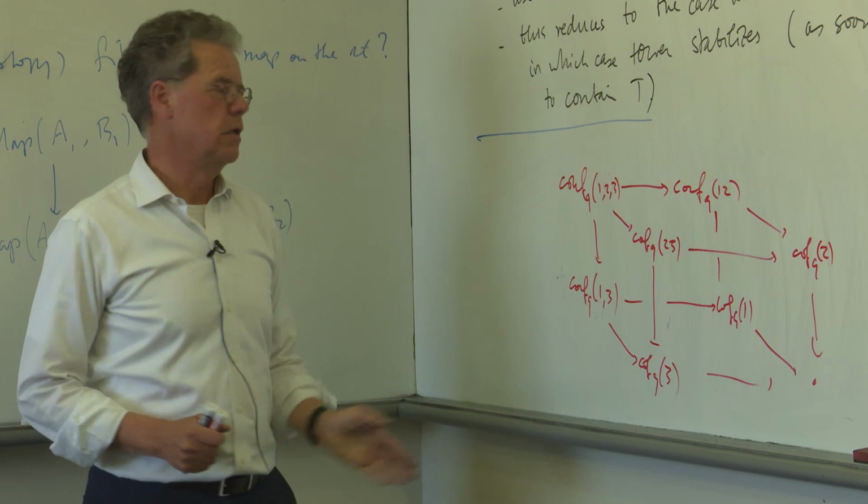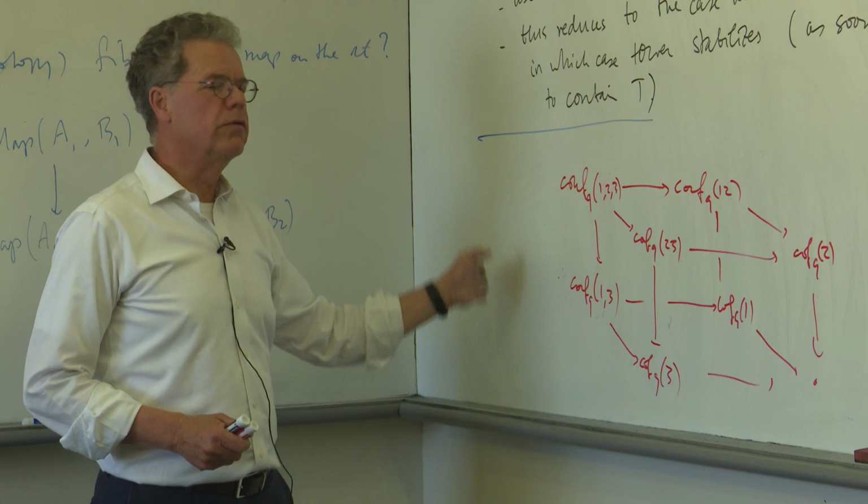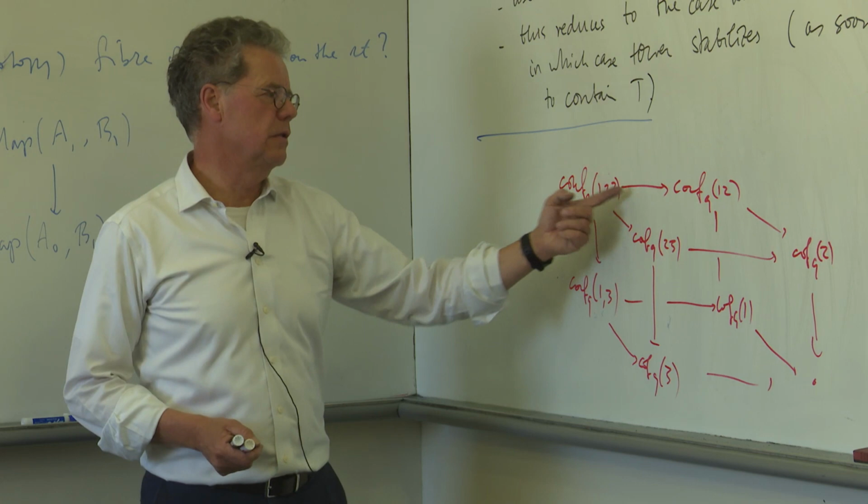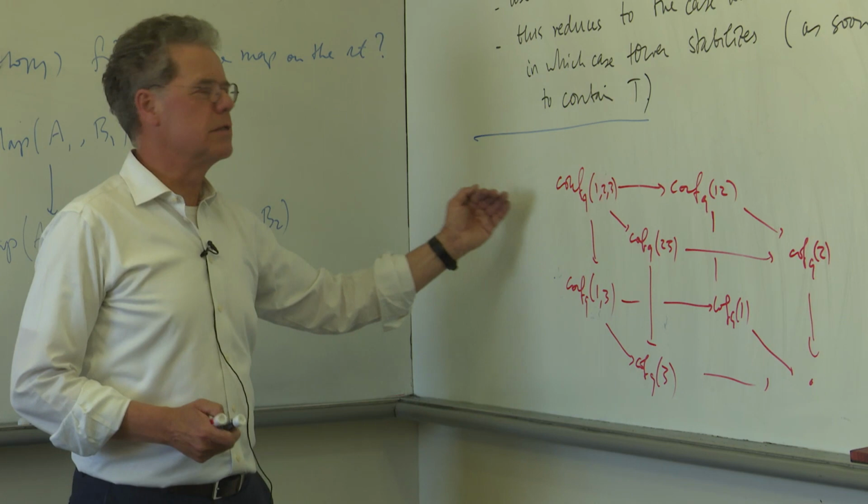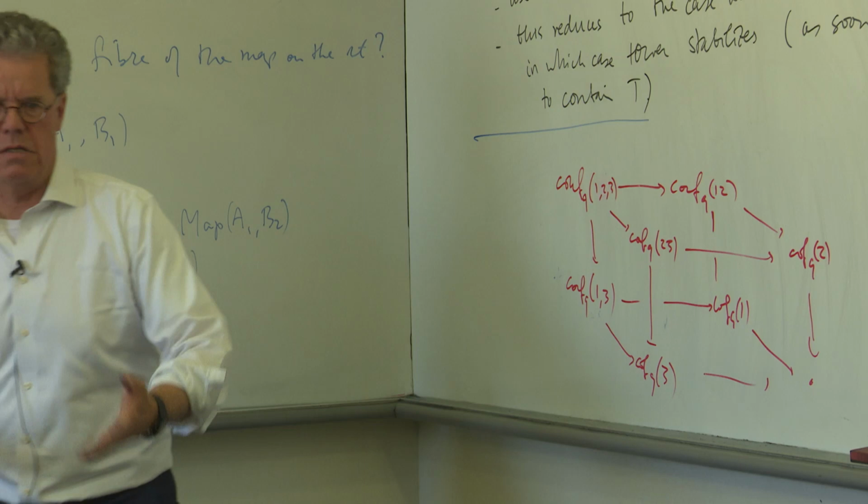And in fact, you apply Goodwillie to this face, because this face is something that we know very well. These are all the Fadell-Neuwirth fibrations, and the fibers are just wedges of spheres. So it's really applying Goodwillie to wedges of spheres, and then that makes everything easy.